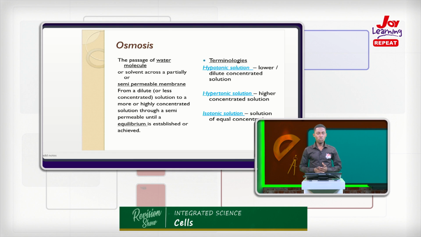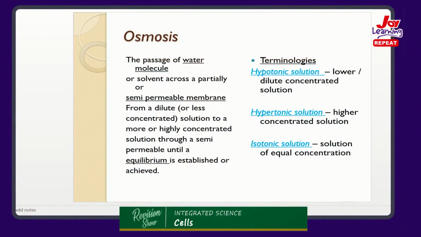Now, there are some terms you should know: hypotonic, hypertonic, and isotonic. When two solutions are compared, the one that is lower is termed the hypotonic solution. The one that is higher is termed hypertonic solution. If the solutions are the same, we say they are isotonic. And note this: water always moves from hypotonic to hypertonic.